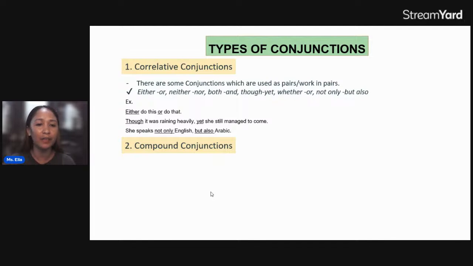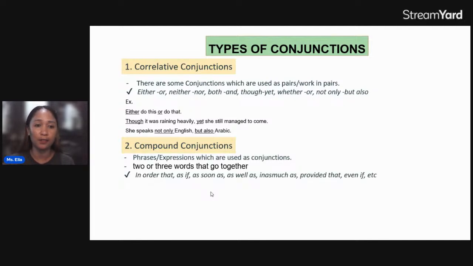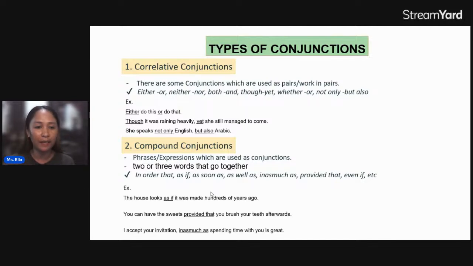Next we have compound conjunctions. Compound conjunctions are phrases or expressions used as conjunctions. These are two or three words that go together. We have in order that, as if, as soon as, as well as, in as much as, provided that, even if, etc. For example, the house looks as if it was made hundreds of years ago. So we use the phrase as if as our conjunction.